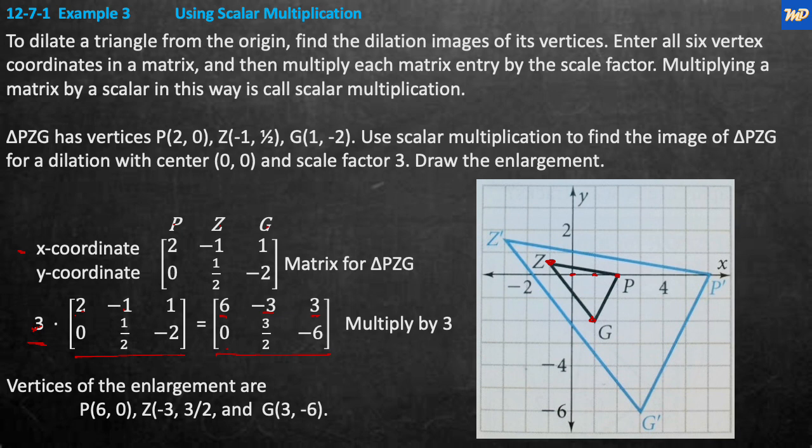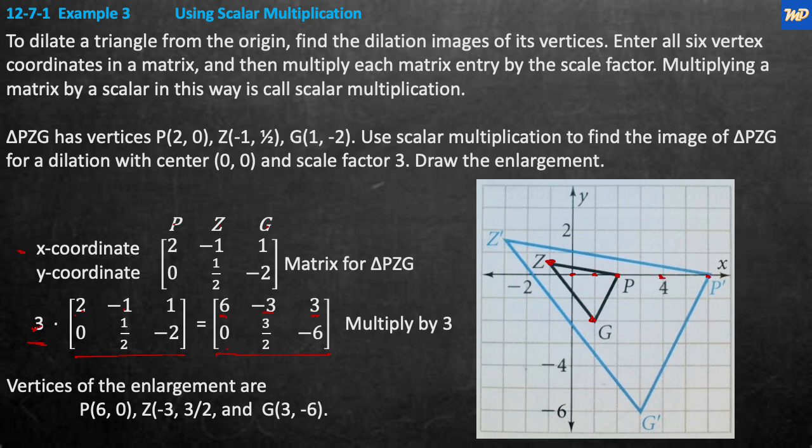Now all you have to do is pick those points, your new P, Z, and G, which are P prime, Z prime, and G prime, and place them on the graph. For P prime, we're going to have 6 and 0. P prime started over here at P. Now we're going to P prime. This is 1, 2, 3, 4, 5, 6. So we had 2 in x.